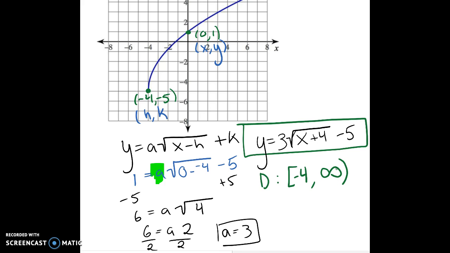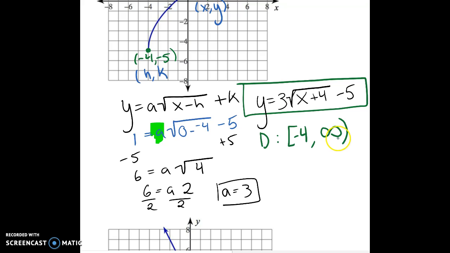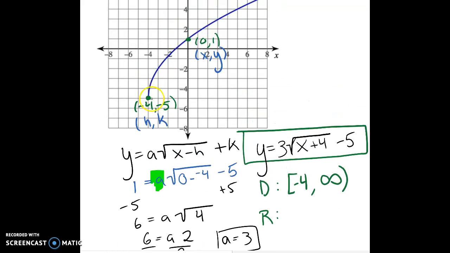It goes on forever, so my upper bound is infinity. My range, well, the smallest y value we have is -5. -5 is included, so I use square brackets, and it keeps going up forever, so I use infinity.